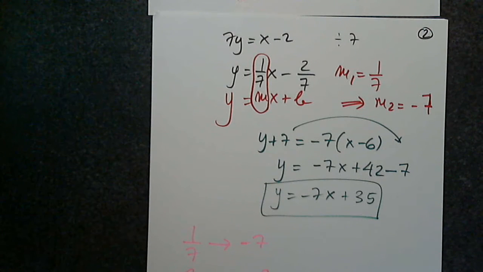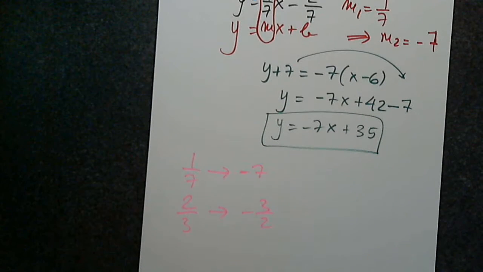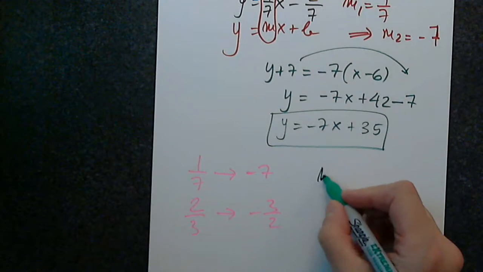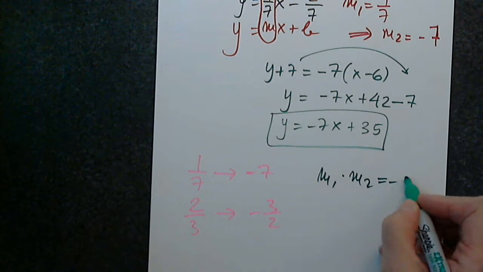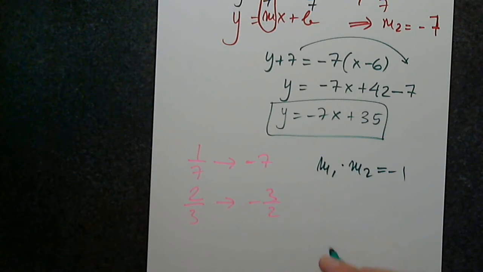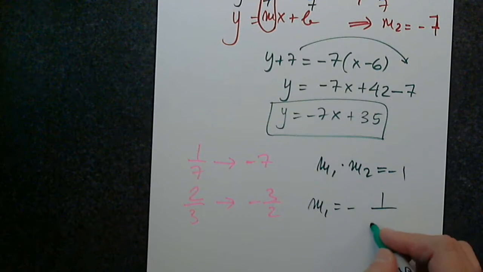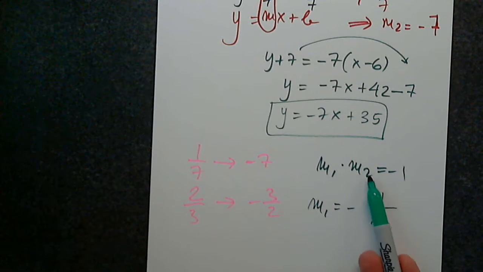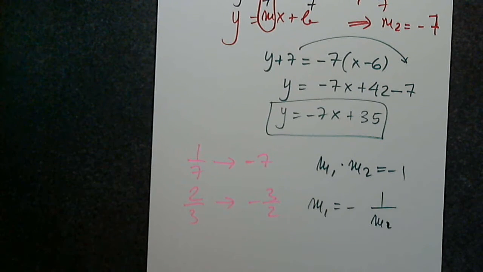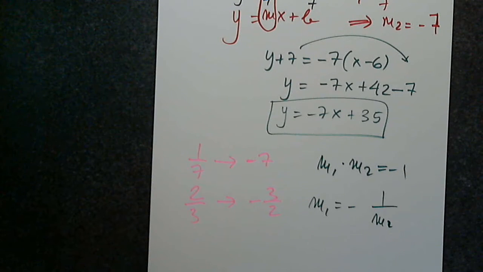You either remember it the way I like it, or the way the book likes it. I like it much easier: m1 times m2 equals -1. They say m1 equals -1 over m2. I got this by cross multiplying. It's the same thing. So you can remember this, or remember that the product is to be -1. It's up to you. The answer will be the same.